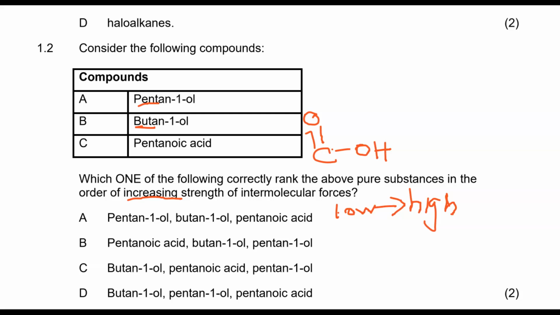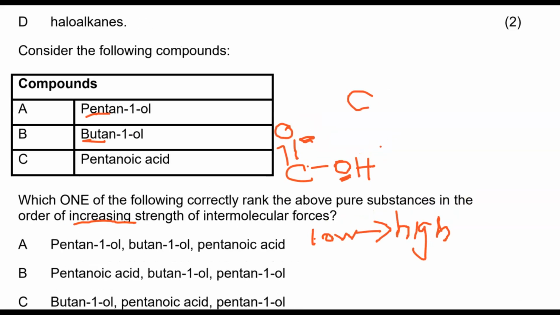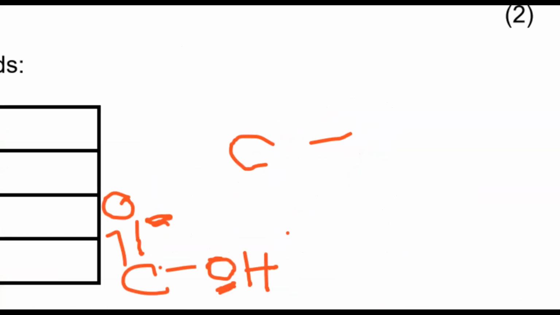So the first thing that you need to know is how is the strength of a carboxylic acid compared to that of your alcohol. So for the carboxylic acid, you have those 2 oxygens. So you have this oxygen, and another oxygen here. So the intermolecular forces of this one is very strong. And for the alcohols, we have just C and then OH.